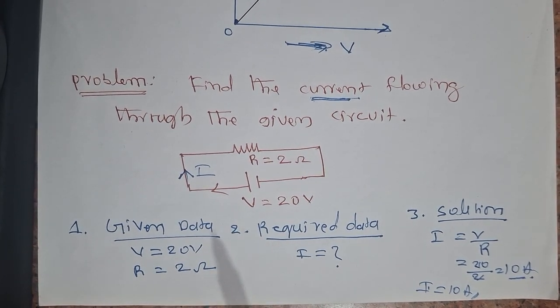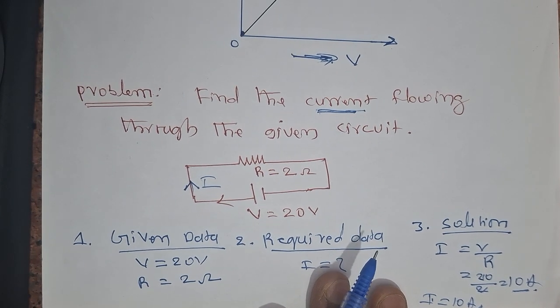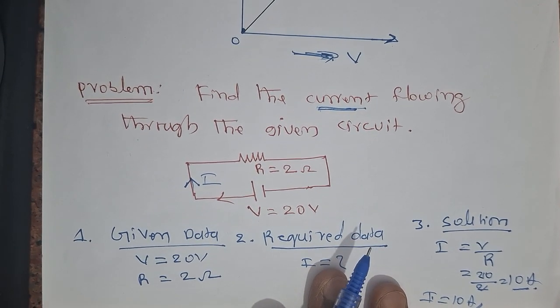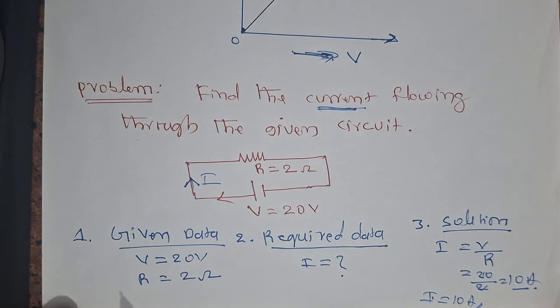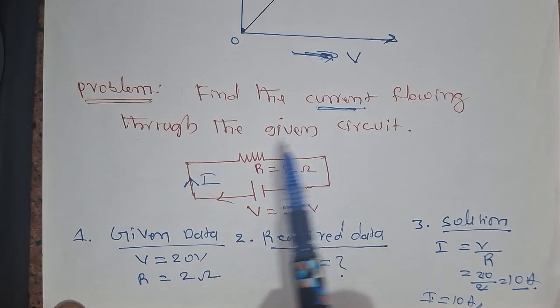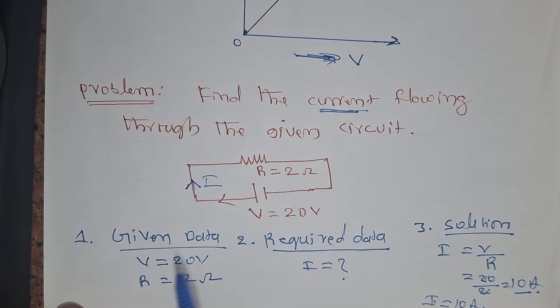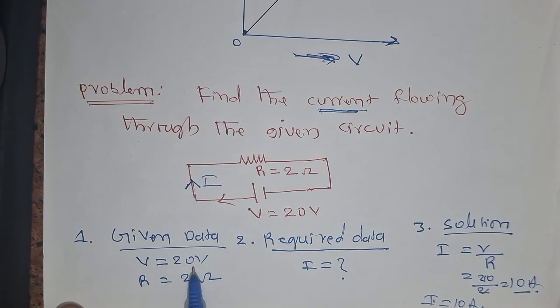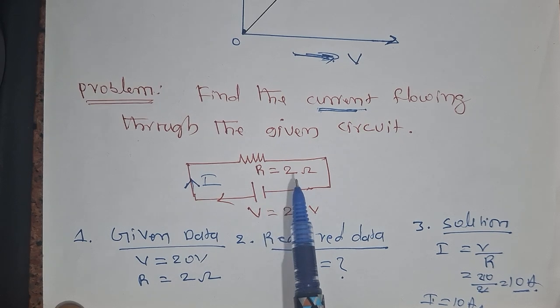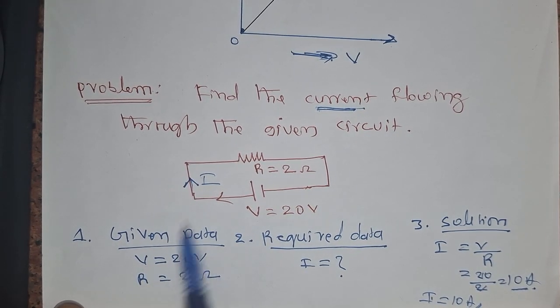So guys, you must remember there are 3 steps to solve electrical problems or any engineering subject problem. First, you have to write the given data. What is given data? Whatever is given in the question, you are supposed to write in the given data. So what is given here? V is given: V is equal to 20 volts. What else is given? R is equal to 2 ohms. Just write the given data.